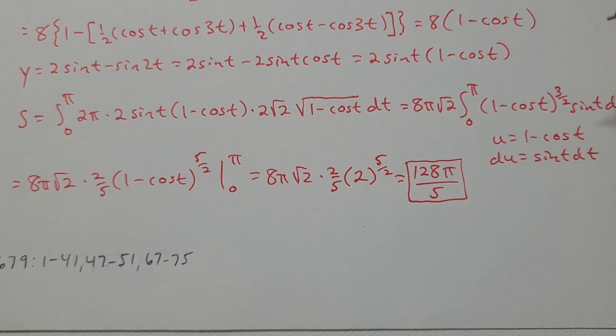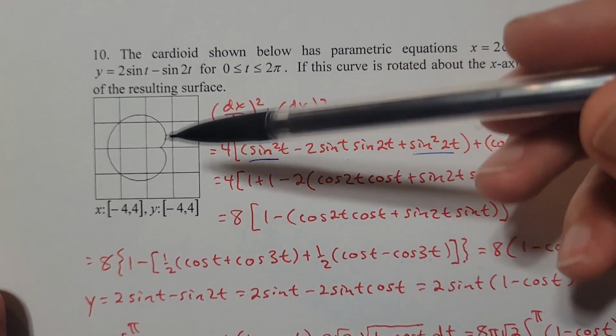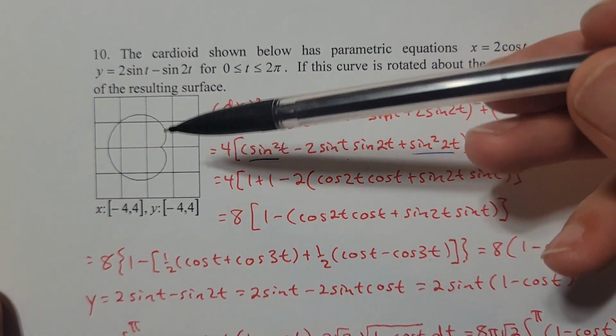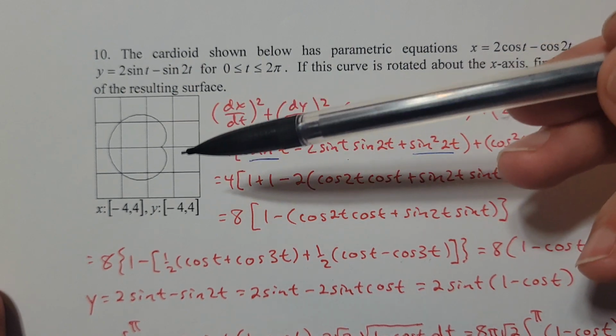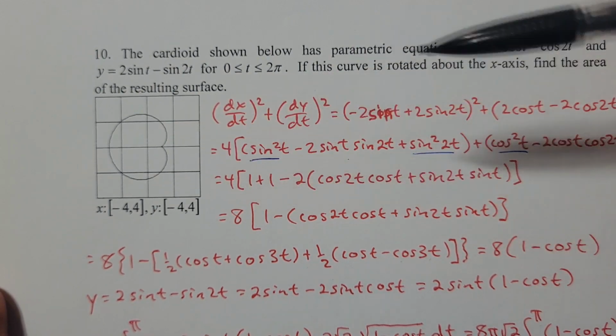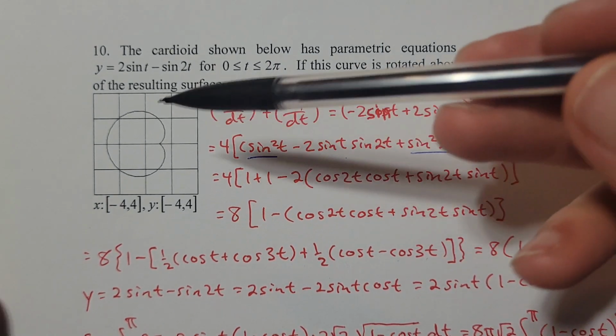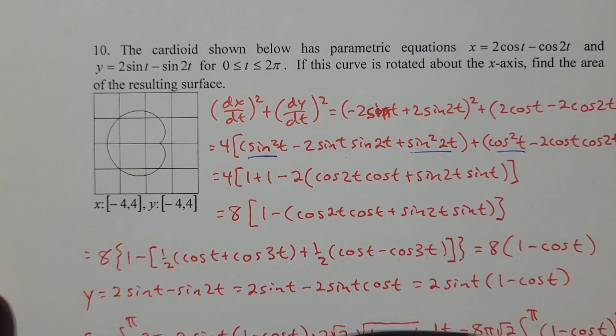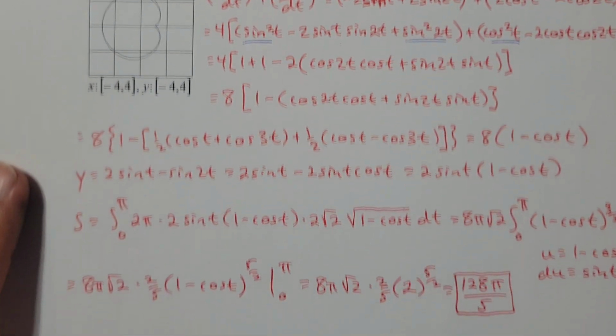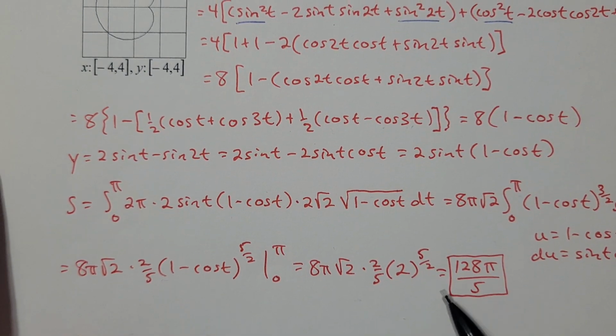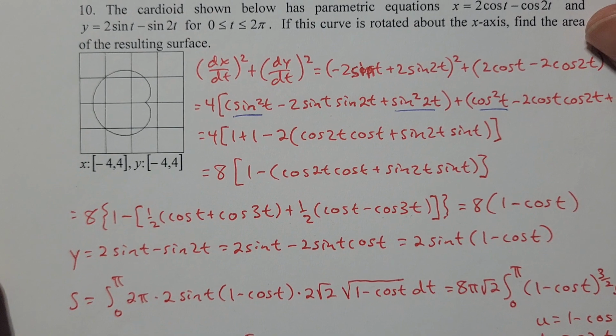So the surface area of this cardioid, when I spin it around the x-axis, is going to create an apple-looking thing. So the surface area of that cardioid, or that apple-looking thing, is 128 pi divided by 5.